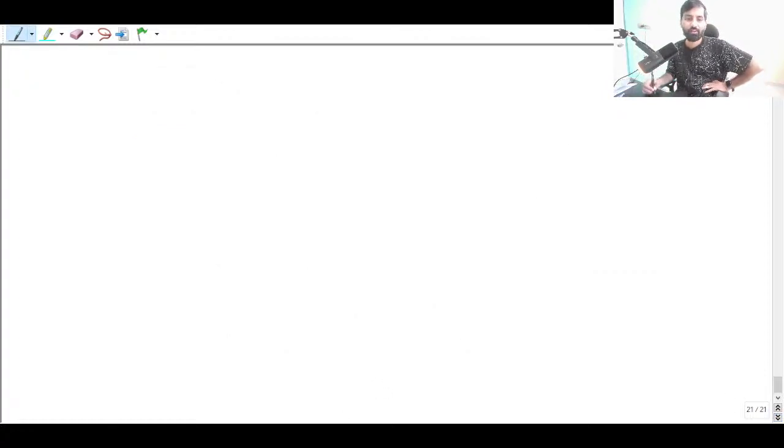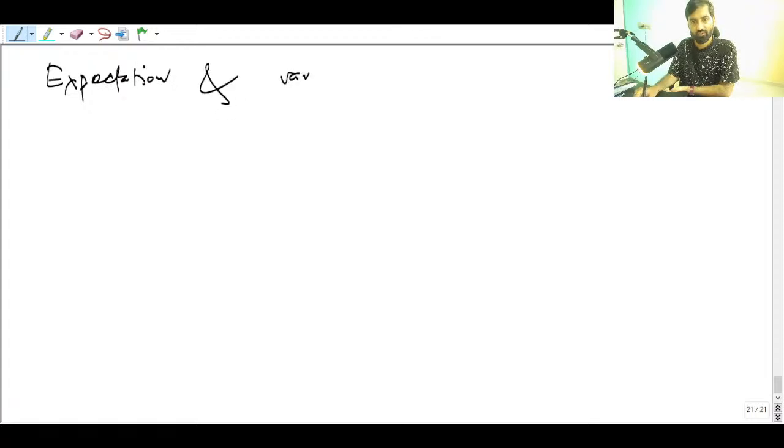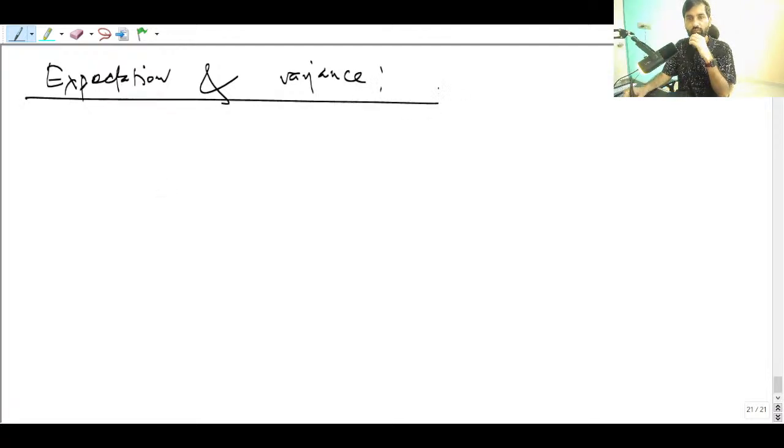This is a simple computation that I have done, right? And how do we find out the expectation and the variance of the exponential, for a random variable exponential of lambda?